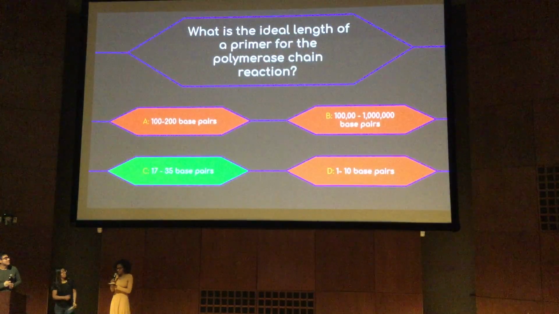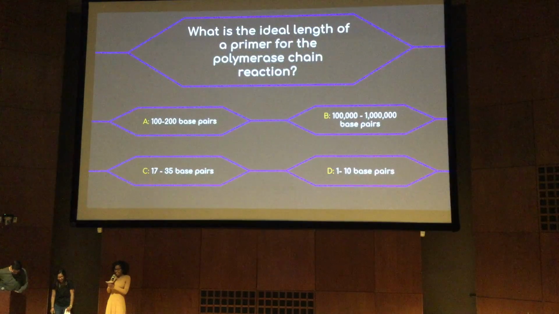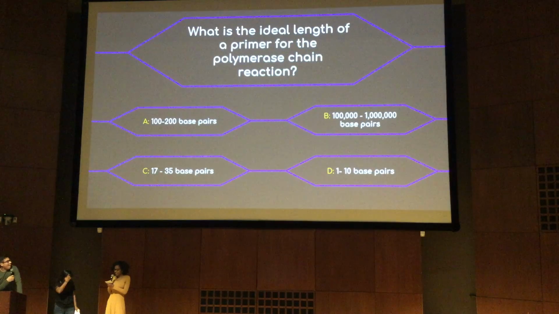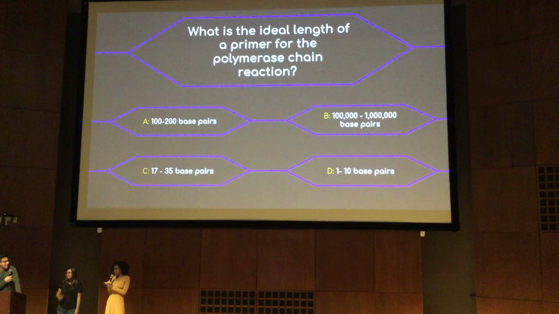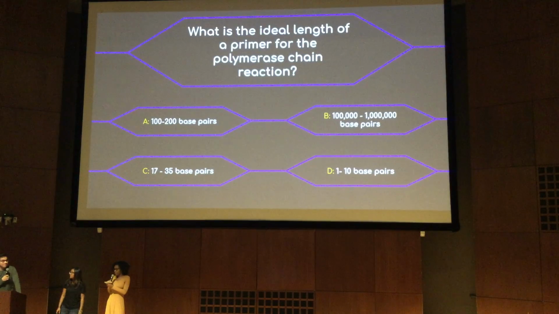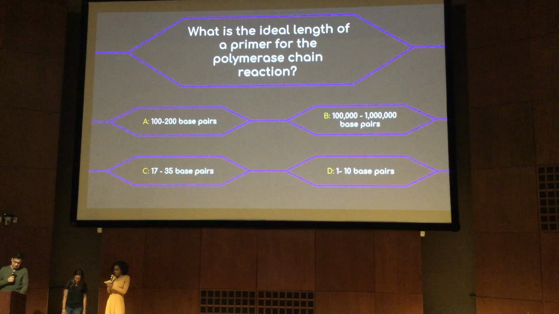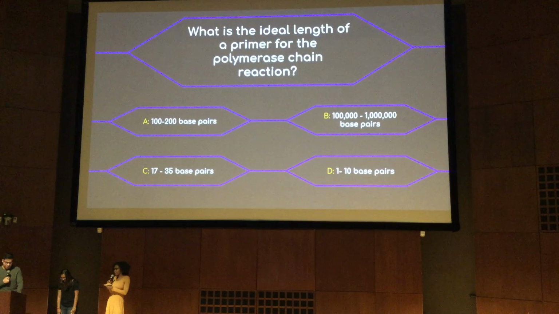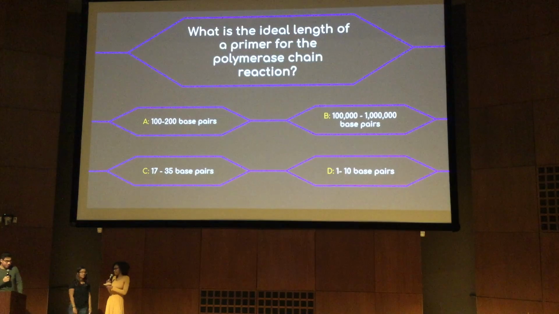Okay, Piero, question 2. What is the ideal length of the primer for the polymerase chain reaction? A, 100 to 200 bases. B, 100,000 to 1 million bases. C, 17 to 35 bases. Or D, 1 to 10 bases.